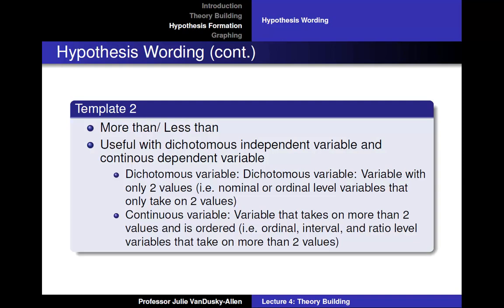You can also use the more than / less than template. It's generally useful when we have a dichotomous independent variable and a continuous dependent variable. Recall that dichotomous means that the variable only takes on two categories or values. Many nominal and ordinal level variables take on only two values. A continuous variable is a variable that takes on more than two values and is ordered. Any ordinal, interval, or ratio level variable with more than two values is a continuous variable.